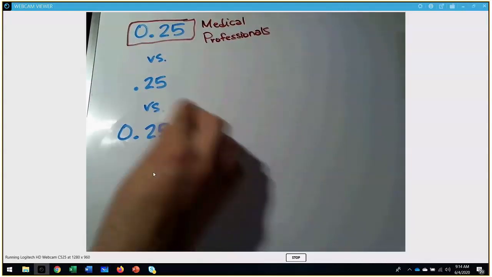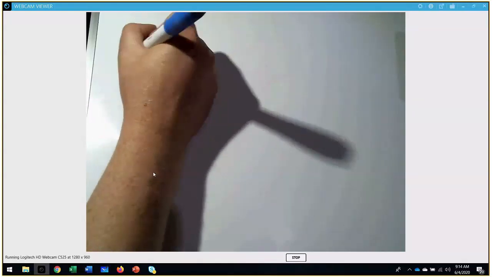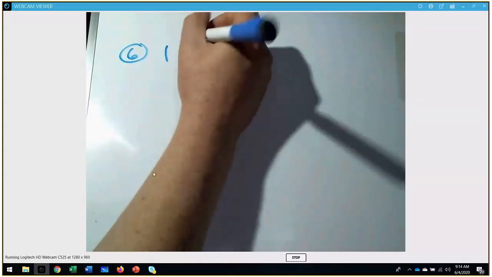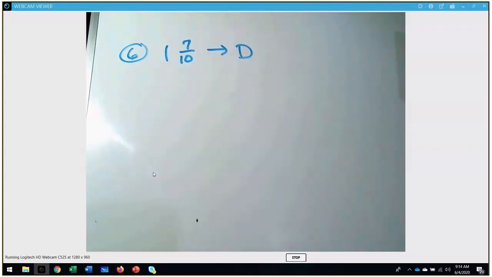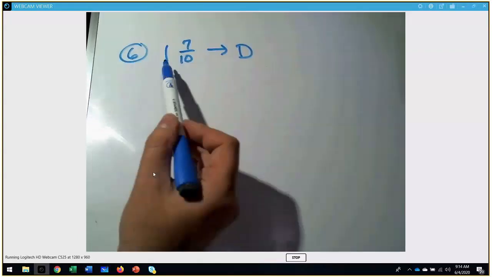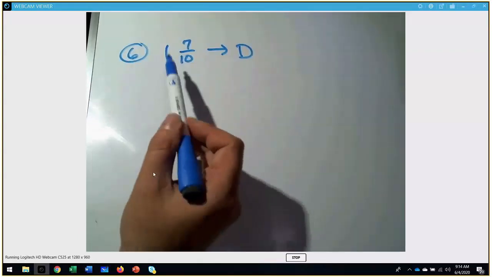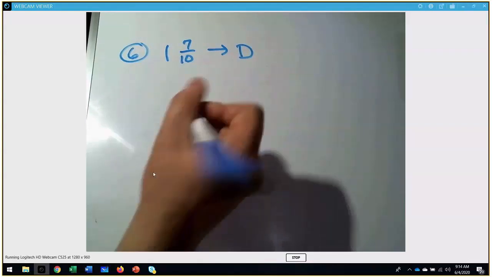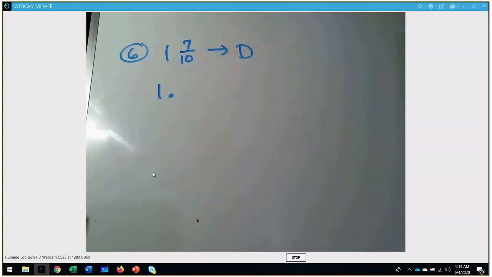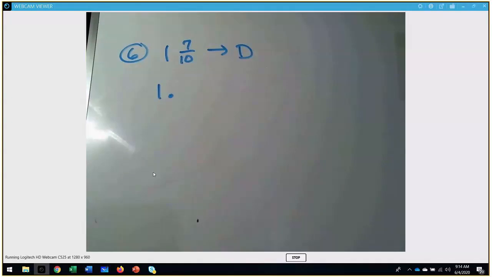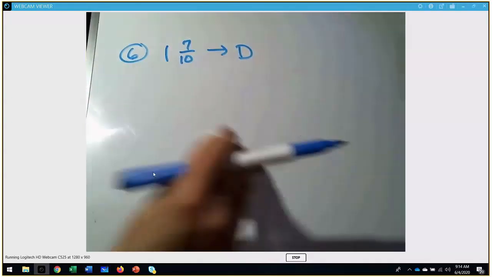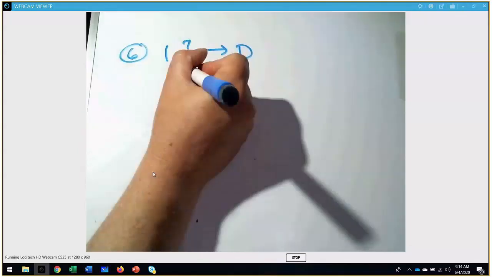Okay, now let me go back to the last question here. So 1 7/10. That changed to decimal form. Now you do have a whole number. We haven't looked at this yet. So anything to the left will stay to the left. And then we're going to divide. No, actually that's wrong. We're going to do it a different way. That's not what the paper says. Paper told you to convert. So that's what we'll do.